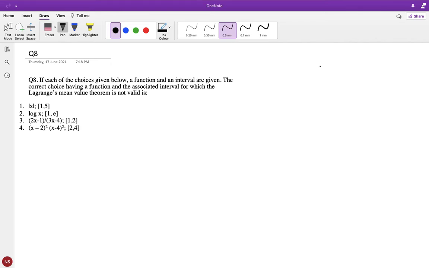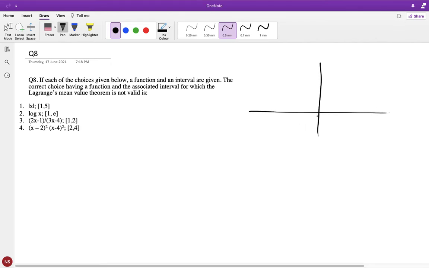Let us look at mod of x. We know that the graph of mod of x is like this. This is origin, x-axis, y-axis, this is mod of x. The only point on the curve where the curve is not differentiable is x equals to 0. But in (1, 5), x equals to 0 is not there, so the theorem is valid on this first interval.